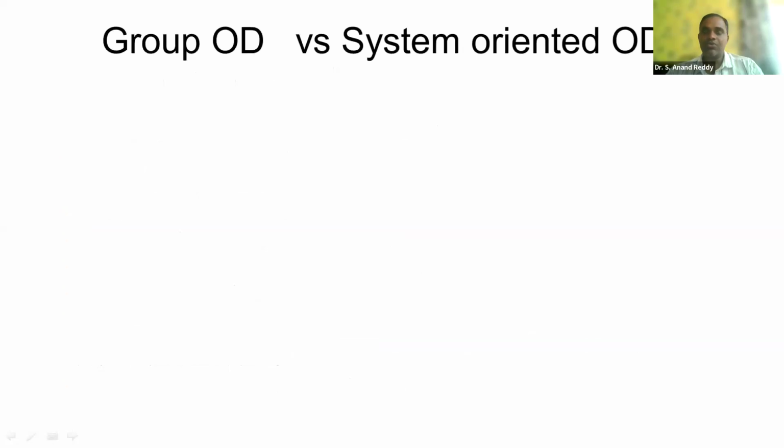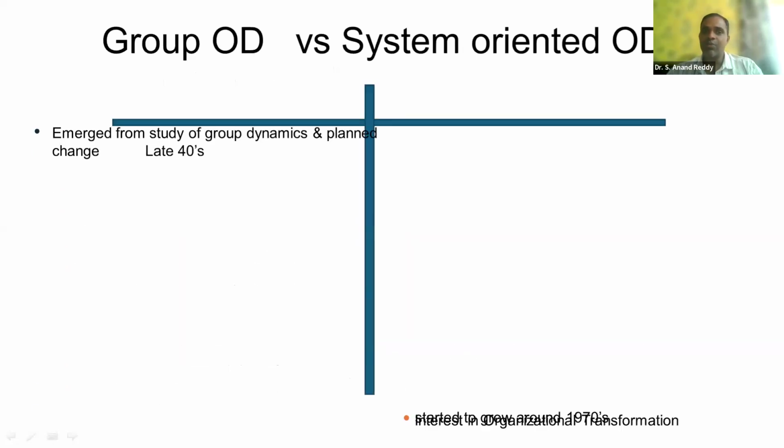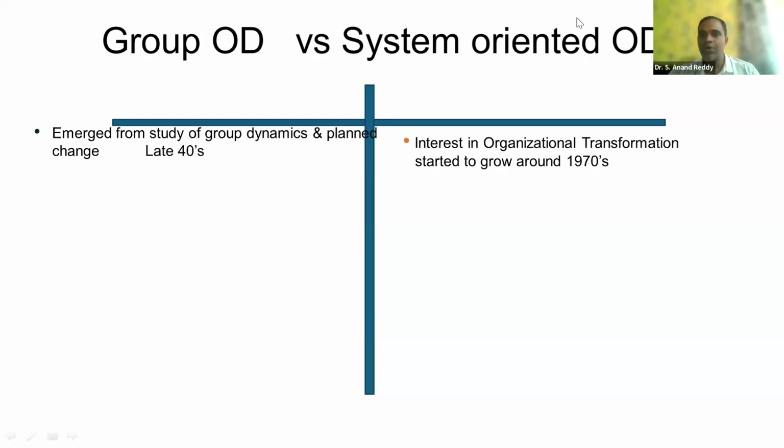So let's look at now, there is a thing known as group OD and system OD. Now, when you look at group OD and system OD, just for your understanding, there are differences. This is just a historical background. I'll just quickly run through; I will not explain much detail here.